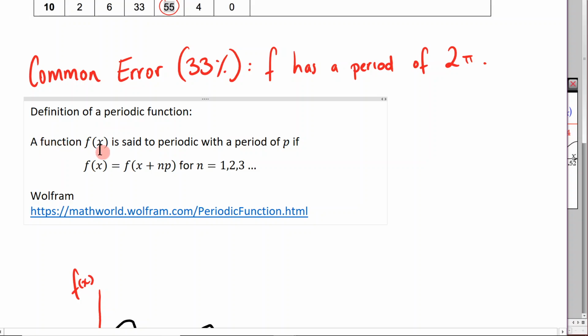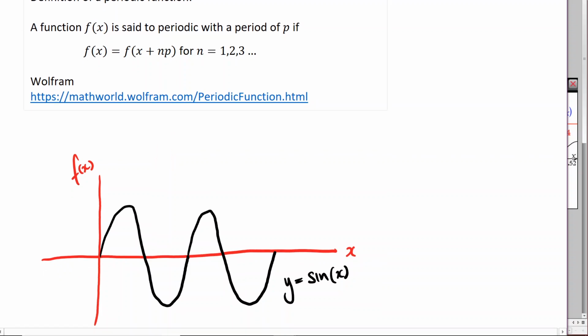A function f of x is said to be periodic with a period of p if f of x is equal to f of x plus n p, where p is the period and n is simply an integer. Okay, so what exactly is that getting at? Well, let's do an example and it'll be clearer. Here is y equals sine of x. Now, if I choose an x value, let's do pi on 2, that is going to give me f of x equal to 1.